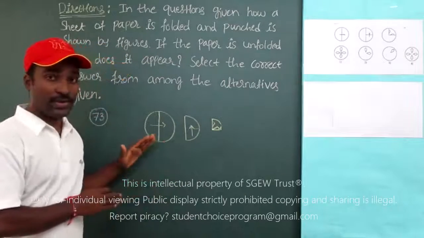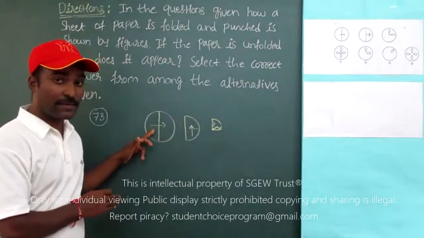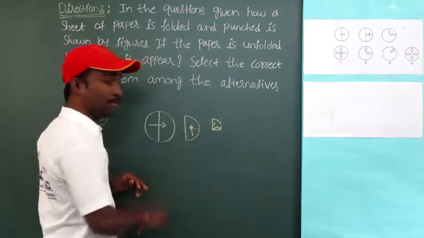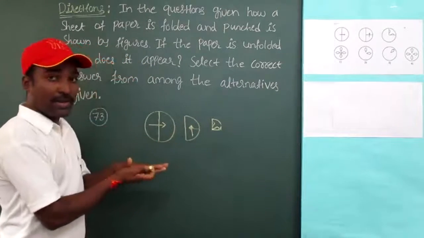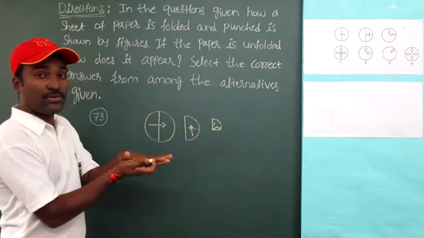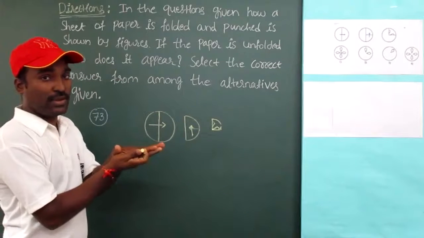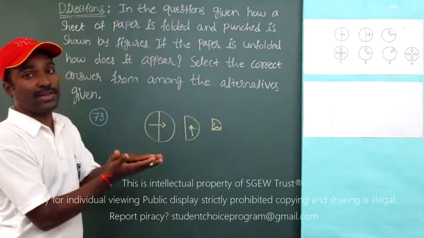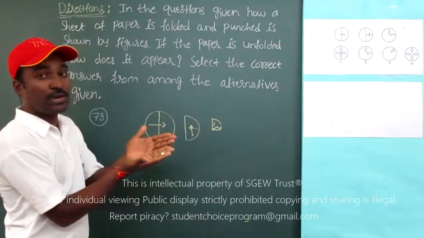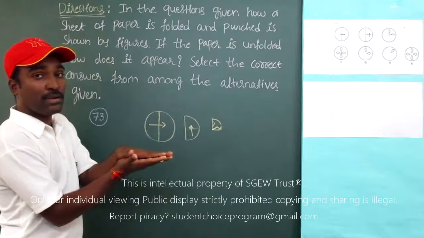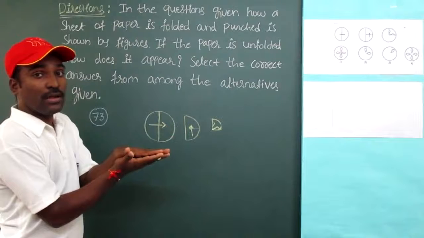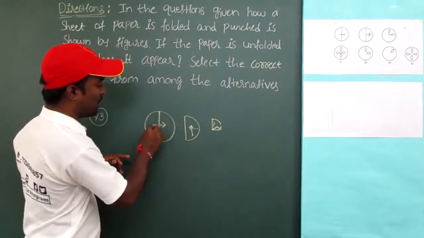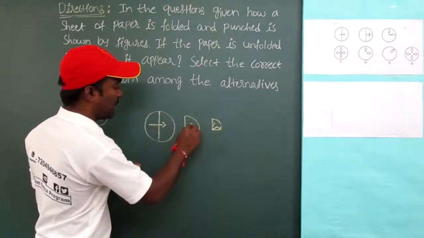When the paper is folded, how many times is it folded? 1 time, 2 times. That means when the paper is folded 1 time, it gives you 2 layers. When you punch a hole in 2 layers, that hole will appear in both layers when you unfold it. Now this is folded 2 times, first like this and then like this.